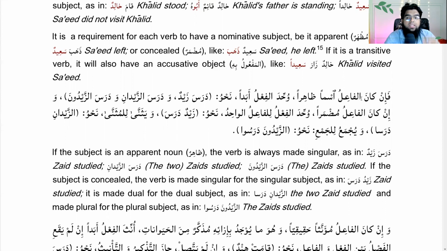Okay. فَإِنْ كَانَ الْفَاعِلُ إِسْمًا ظَاهِرًا. Now, if it is apparent, right, we can see the noun, like ذَهَبَ خَالِدٌ, وُحِّدَ الْفِعْلُ أَبَدًا.